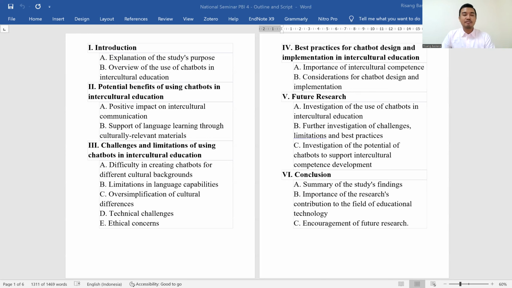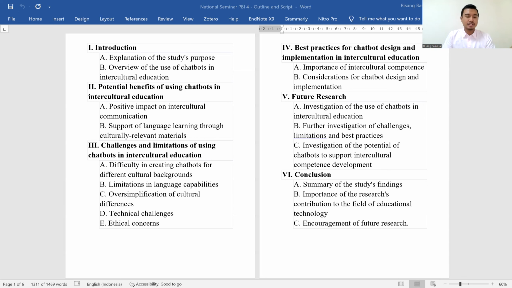These challenges and limitations can affect the quality and effectiveness of chatbots in intercultural education and must be carefully considered in the design and implementation of chatbots. For example, chatbots may oversimplify cultural differences and perpetuate stereotypes, which can lead to misunderstanding and reinforce cultural biases. The limitation in language capabilities can also affect the ability of chatbots to accurately and effectively communicate and interact with students, which can undermine their potential to support language learning.